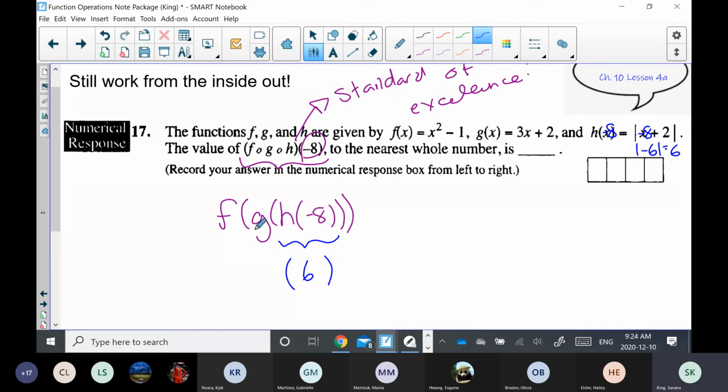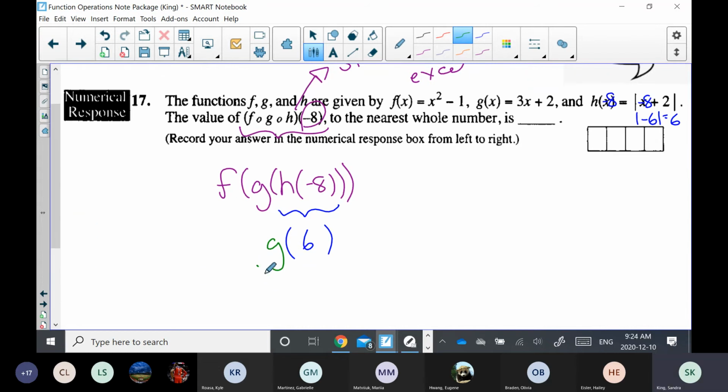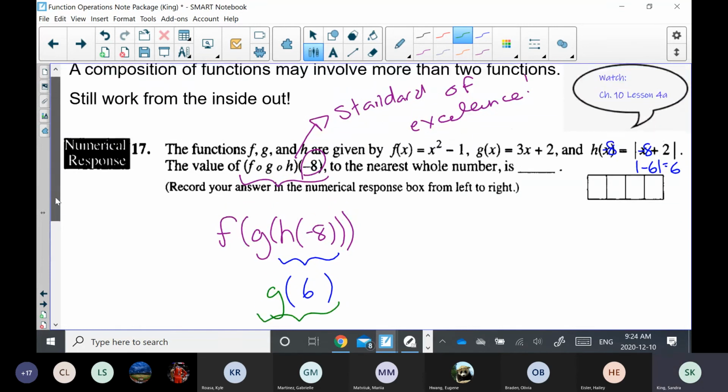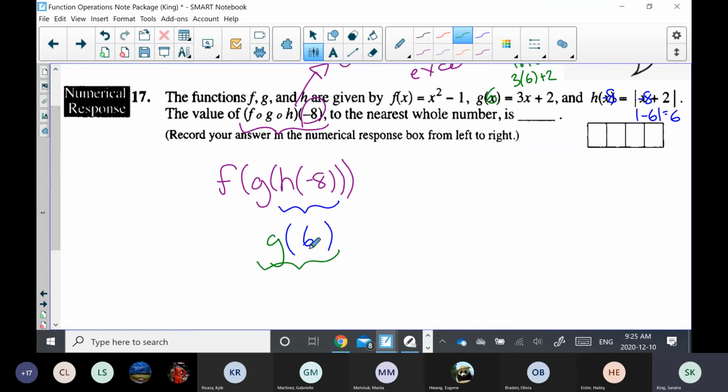We now input that into the g function. So we go from the innermost to the outermost. So now we're going to evaluate g of 6, and figure out what g of 6 is. So go to your g function, which is right here, and let's plug in a 6 there. 3 times 6 plus 2, which is 18 plus 2, is 20. So g of 6 is 20.